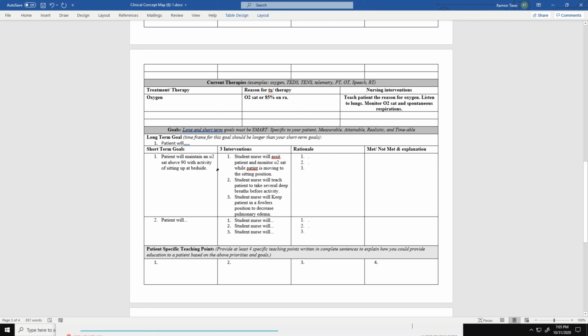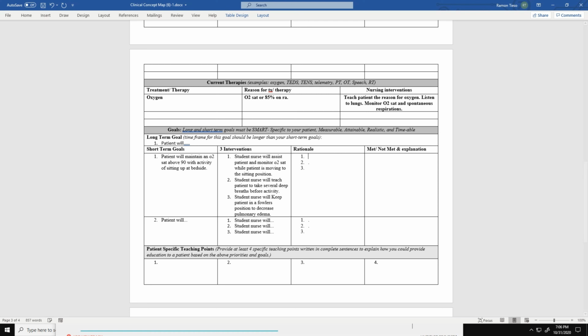Right, so if you can keep them in a sitting up position when sleeping, that's important because it can decrease the pulmonary edema, right? And the pulmonary edema is what's making it so this patient is unable to sit up without difficulty. Student nurse will assist patient while patient is moving to a sitting position.